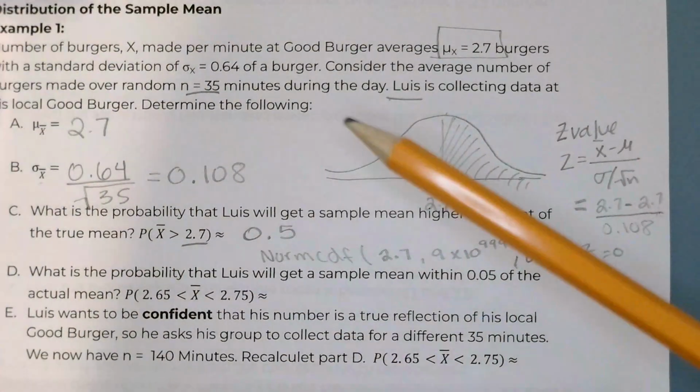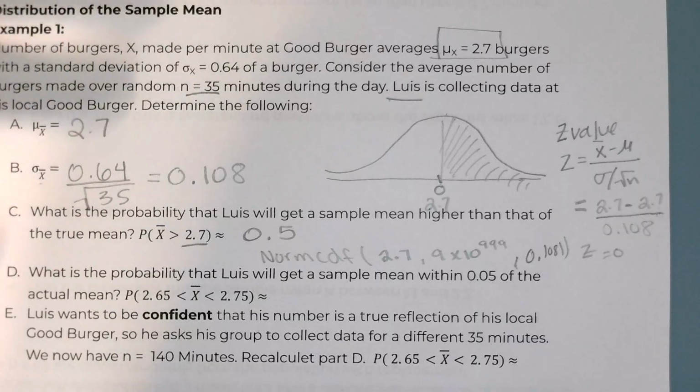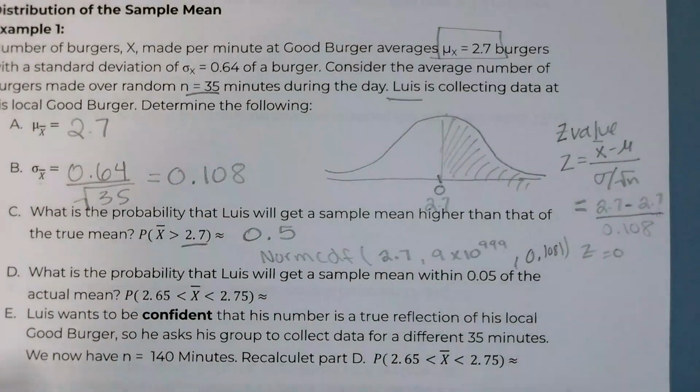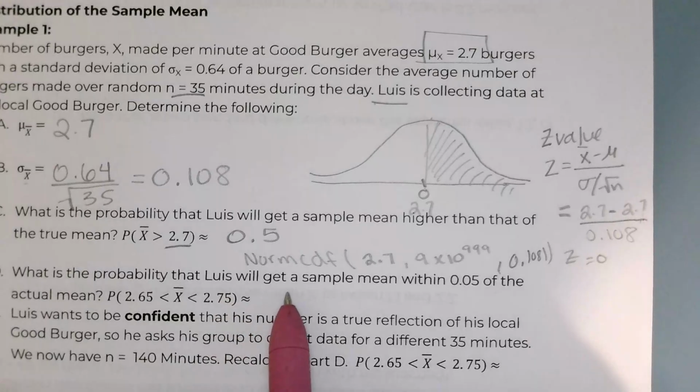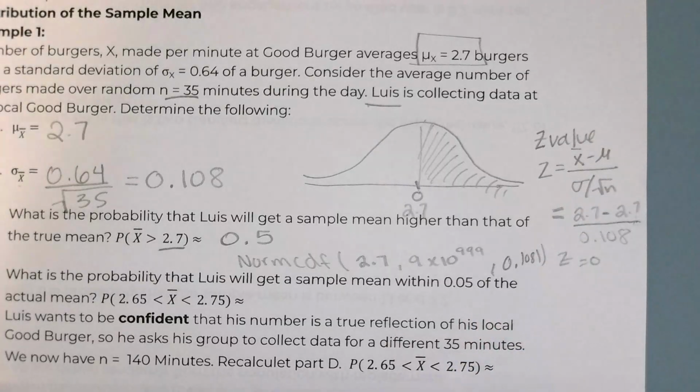Anyways, that doesn't tell us a lot of information. That just tells us we have a 50% chance of getting a mean that's higher than the true mean. So what we'd like to do then is narrow that down. So in this next question, we're narrowing that down, and it says, what is the probability that we'll get a sample mean within 0.05 of the actual mean?